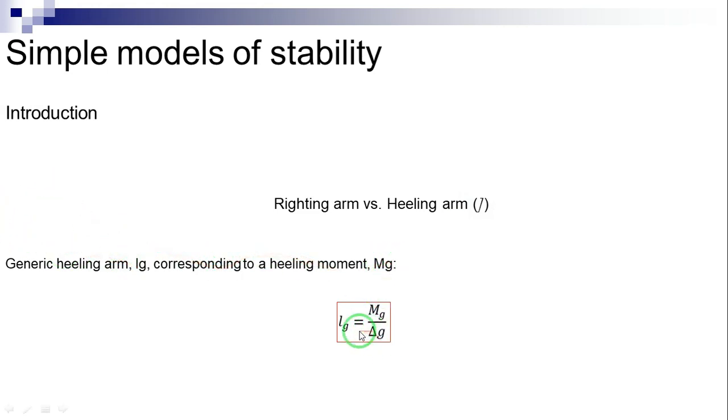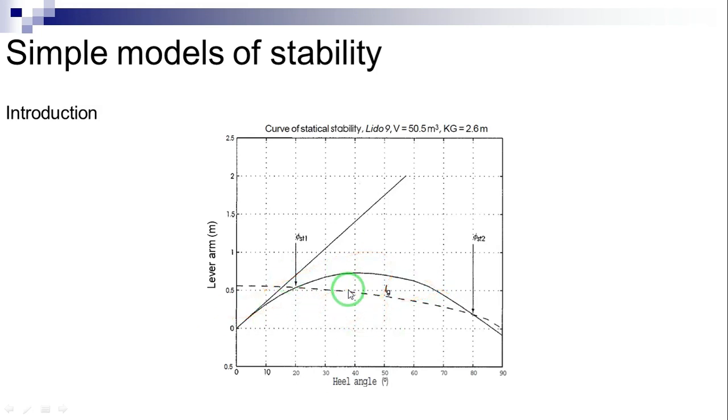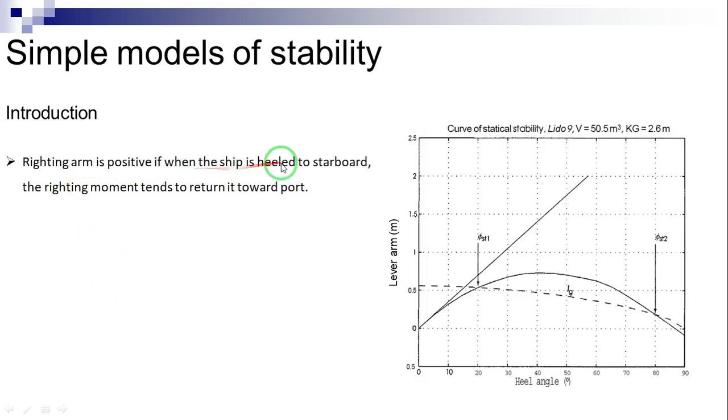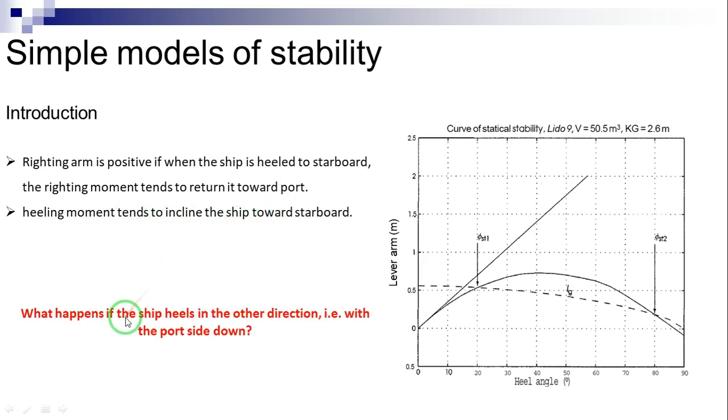In this figure, we superimposed the curve of a generic heeling arm L_G over the curve of the riding arm GZ. For almost all positive heeling angles shown in the plot, the riding arm is positive. We define the riding arm as positive if when the ship is heeled to starboard, the riding moment tends to return it toward port. In the same figure, the heeling arm is also positive, meaning that the corresponding heeling moment tends to incline the ship toward starboard. What happens if the ship heels in the other direction, i.e. with the port side down?